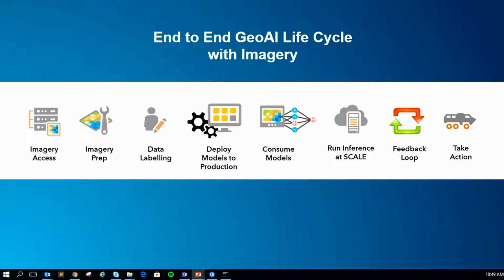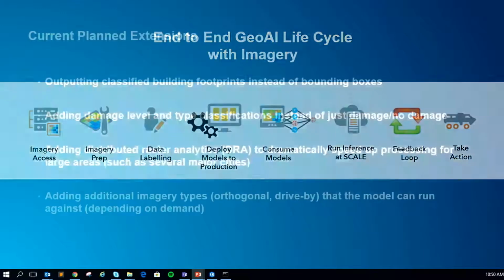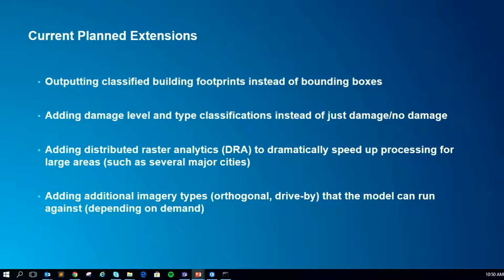And the last part of it is obviously taking action. So this is going to be the last slide in the deck, and then I'll go and show some hands-on stuff. These are the current planned extensions of this model. Right now we're showing just bounding boxes around damaged structures. You guys saw that earlier. We actually have the capability now to do footprints. Creating those blue boxes would only encompass the roof of the structure, so you get a better idea of how the structure itself is laid out. So maybe you want to look at entrances, exits, and have better planning around that.